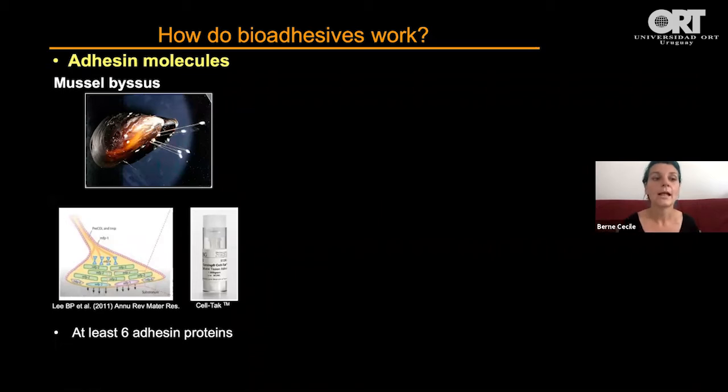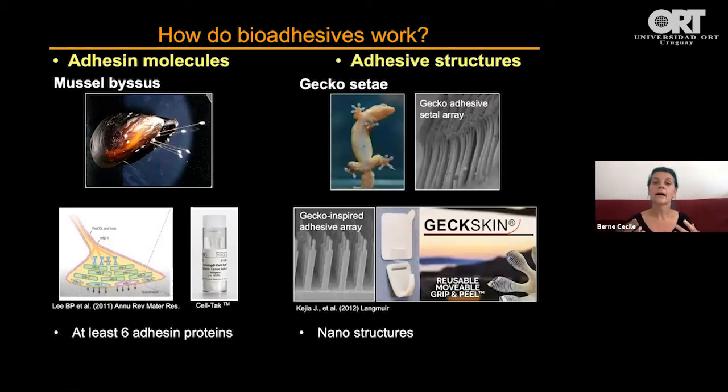So that's good. Then another type of adhesive is the adhesive structures. The example is the gecko setae. When geckos climb surfaces, they stick thanks to little nanostructures on the tips of their feet. You can see a picture here of a gecko foot. In the lab, we are able to recreate this complex architecture so well that we can actually make gecko-inspired adhesives based on those nanostructures.